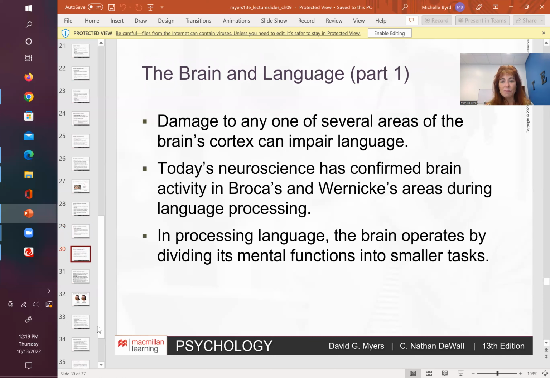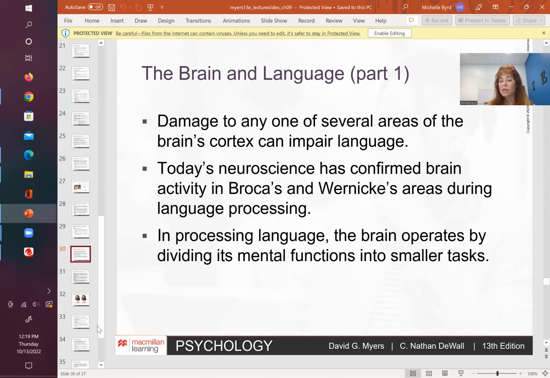Okay, so the brain and language. Damage to any one of several areas of the brain's cortex can impair language. So today's neuroscience has confirmed brain activity in Broca's and Wernicke's areas during language processing.